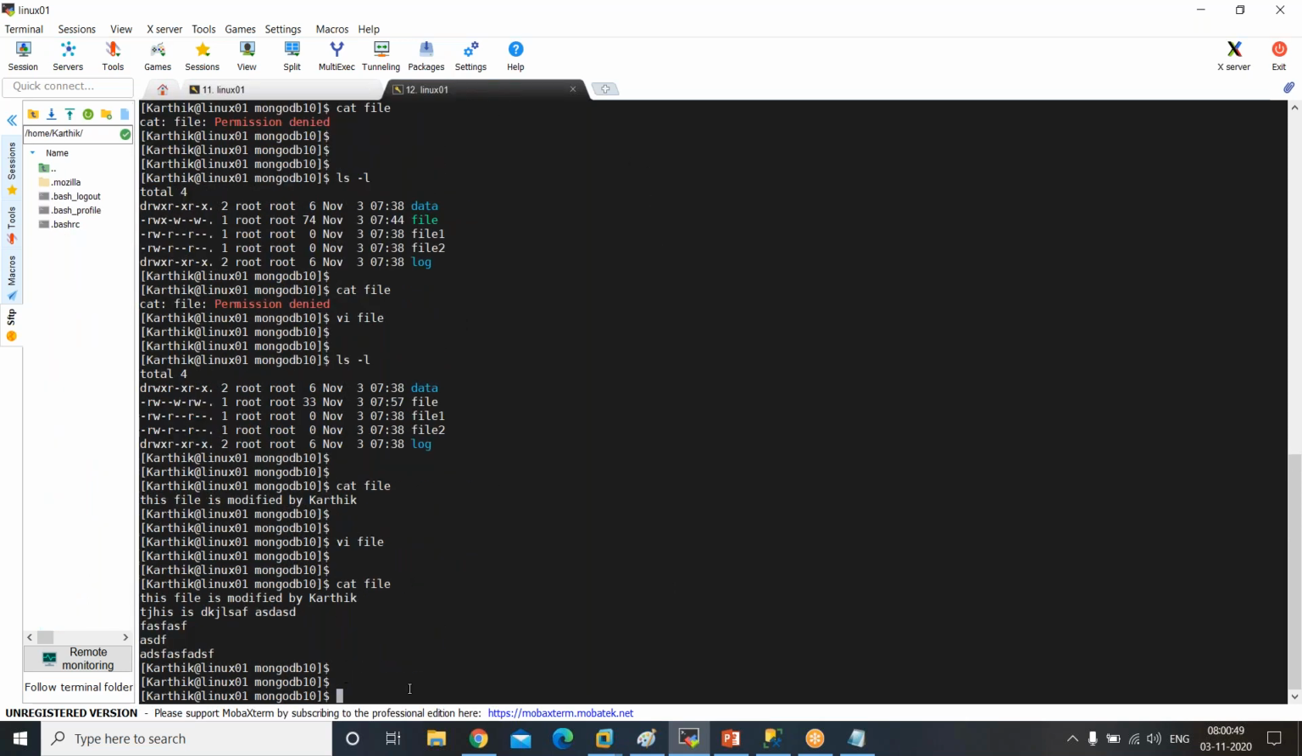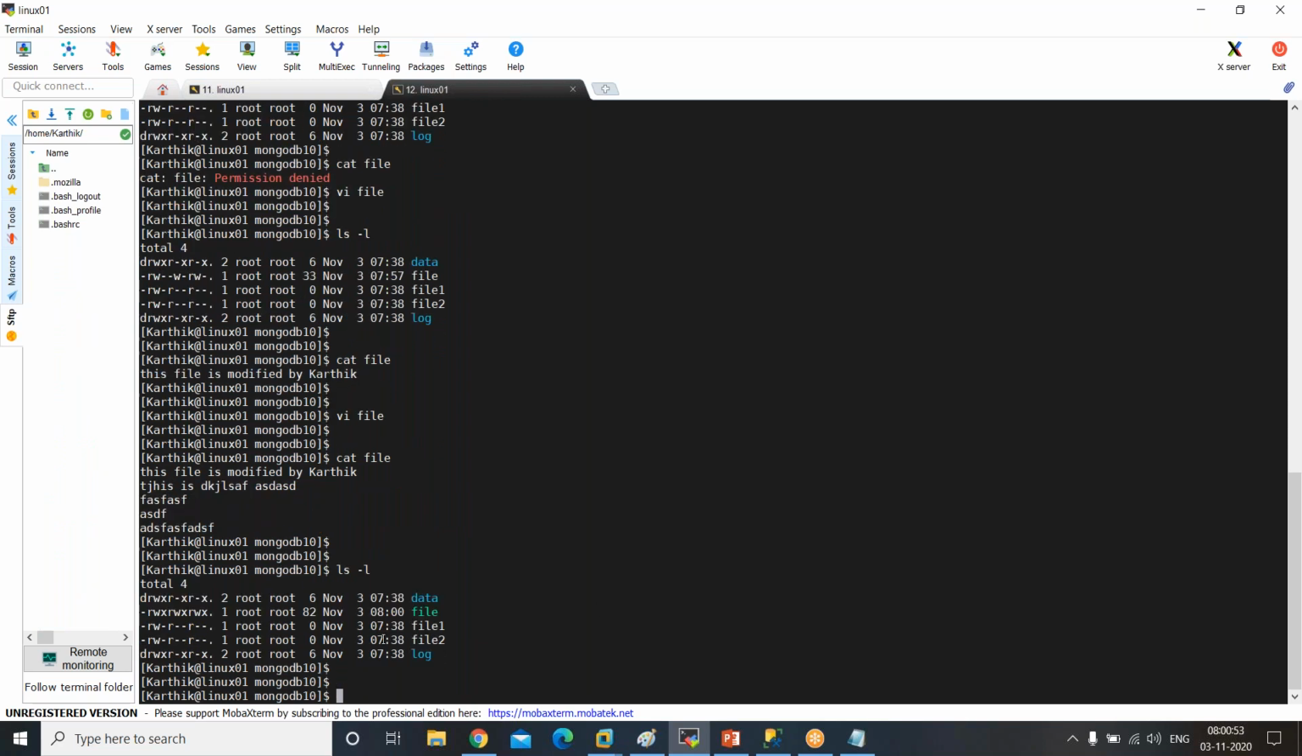So can Karthik delete this file? What do you think? Karthik got the full rights, read, write, execute. He can do anything. He can read, he can write, he can execute it. Can he delete the file? That is another question. Though he has the full privileges at file level, can he delete the file? It's a question. What do you think?